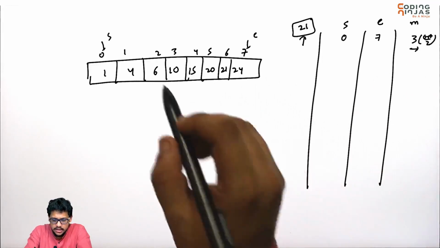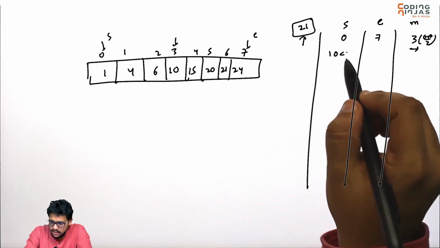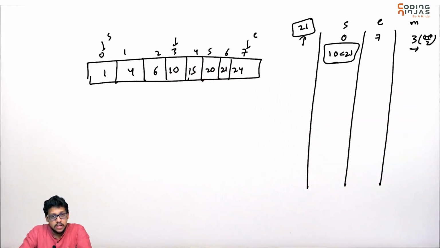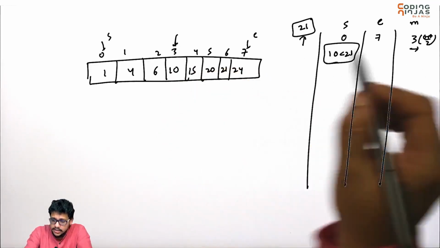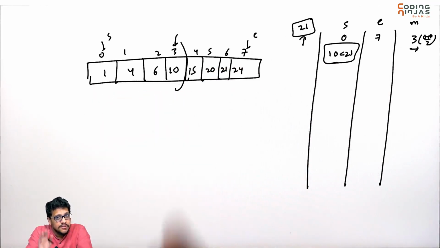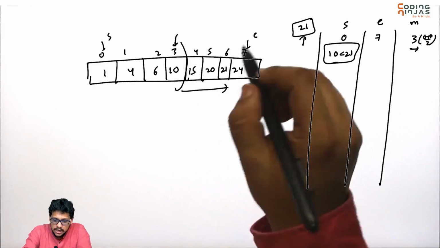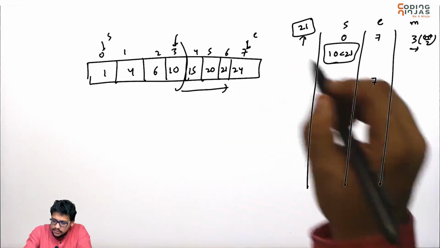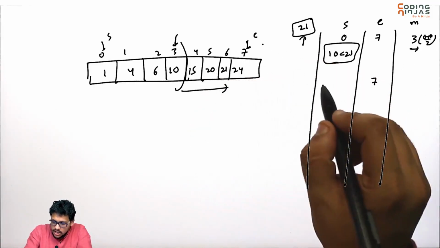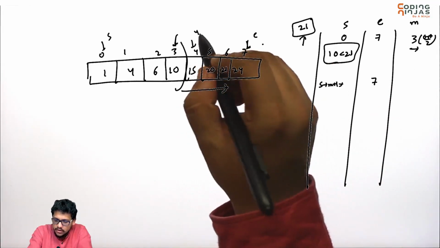At mid you will see, this is index 3. 10 is lesser than 21. So the mid element is lesser than 21, and there is no need to compare in the left part. If 21 exists, it will only exist in the right part. That means end will still remain the same, that is 7. Your start will become mid plus 1, that is equal to 4 here.